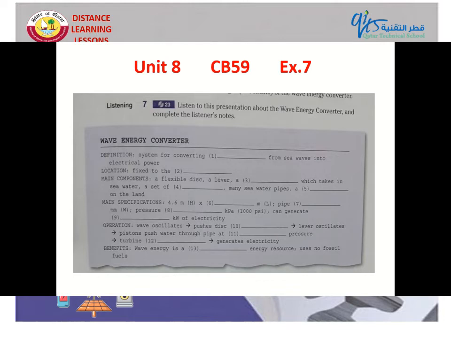The main specifications of the system are as follows. The whole system on the seabed is 4.6 meters high and 20.4 meters long. The main pipe is 125 millimeters wide. The pressure of the water in the pipes is 7,000 kilopascals or 1,000 psi. That's pounds per square inch. The complete system can generate 100 kilowatts of electricity. Okay, that's enough number crunching.